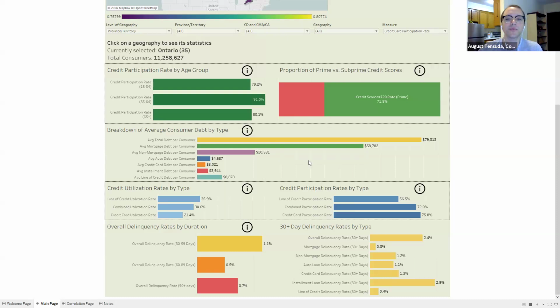So this is why I think we're going to add another graph to this, just to the right of here, that will have the average mortgage debt per mortgage and non-mortgage per non-mortgage. We should be able to put that in there pretty easily.